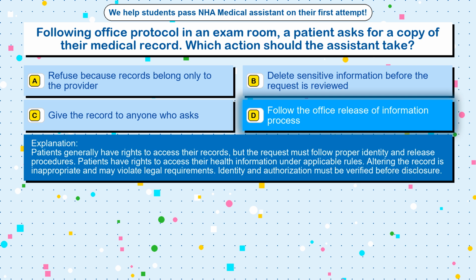Patients generally have rights to access their records, but the request must follow proper identity and release procedures. Patients have rights to access their health information under applicable rules. Altering the record is inappropriate and may violate legal requirements. Identity and authorization must be verified before disclosure.